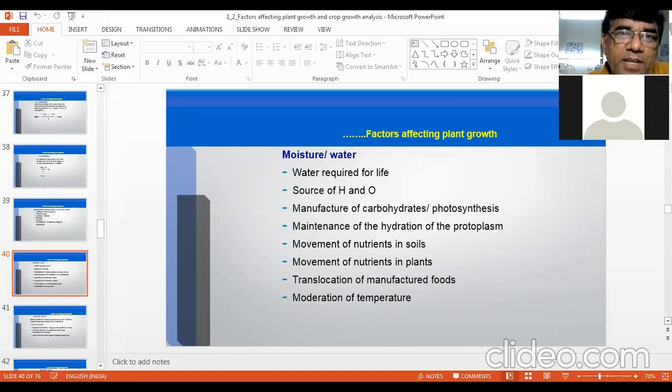Maybe shortly I will send you. So in detail, you can know about growth and factors affecting it. That is the best chapter available on the subject.